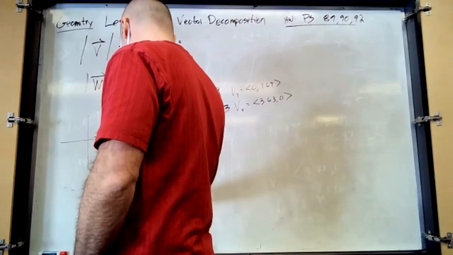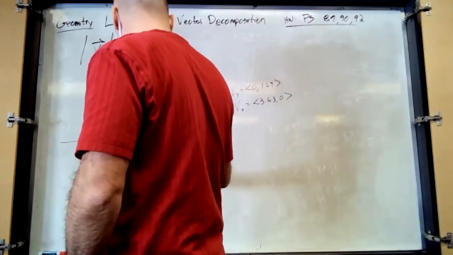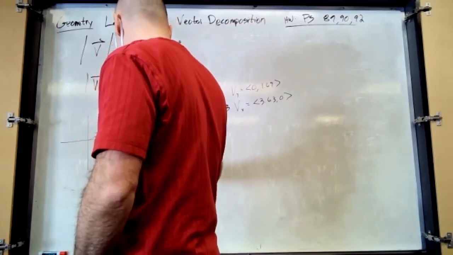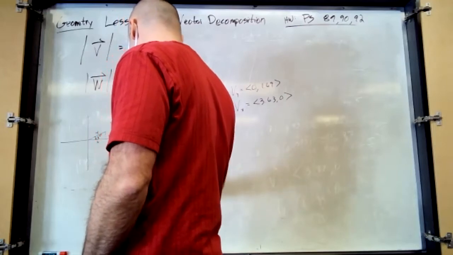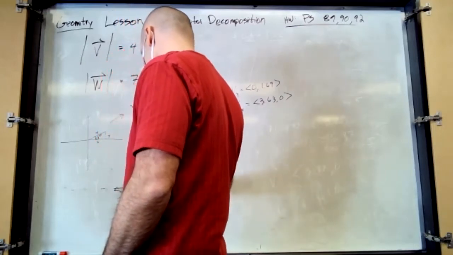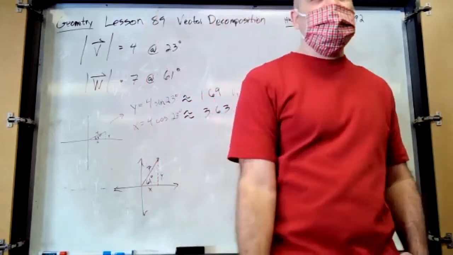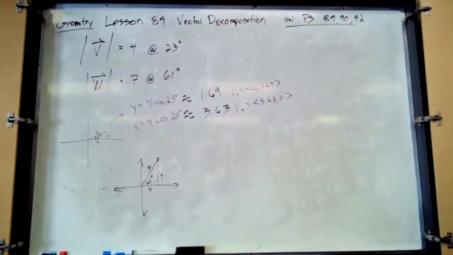It's nice to draw a diagram. I just think it's easier. So this is 7, and we want to find x and y. This is at 61 degrees. Okay, so what do you have to do to find x and y?